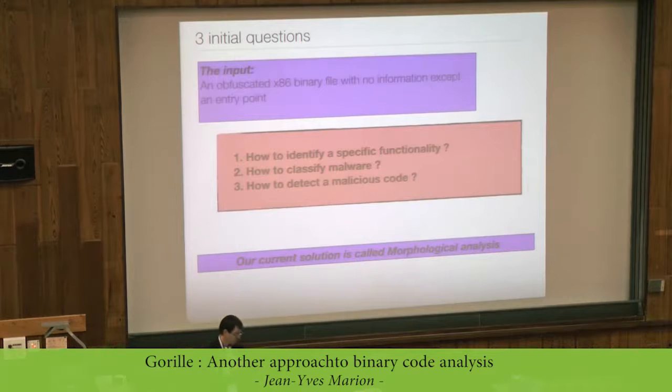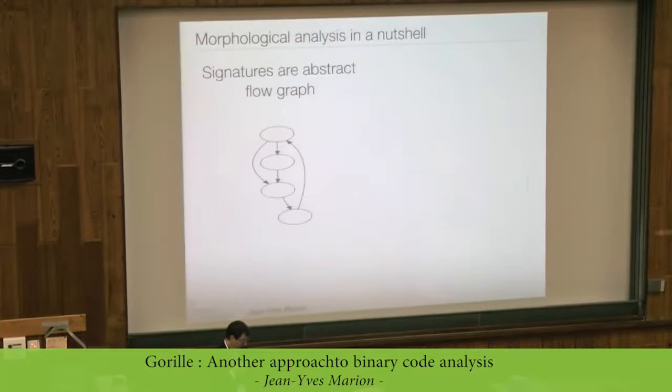And now with that, we try to answer these three first issues, which were to identify functions, to classify malware, and to detect malicious codes. Very quickly, the basic idea, maybe the only idea to remember about morphological analysis, is on this slide. The idea is that now a signature is a graph, and this graph is an abstraction of the control flow graph. It's not the control flow graph of a malware. This makes no sense. It's just an abstraction, a kind of a part.